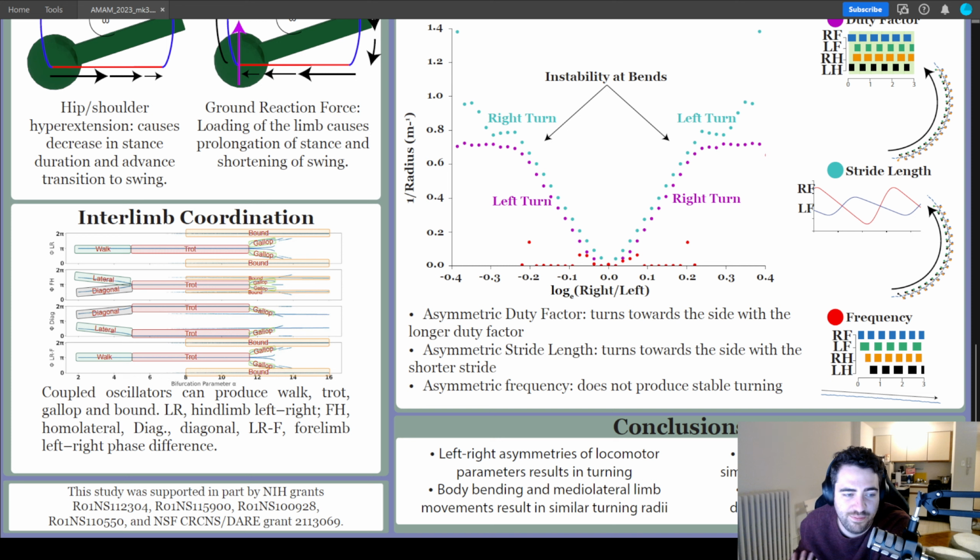But we're able to get both diagonal and lateral walk and then trot for a wide range of the bifurcation parameter. So it's good to have this bifurcation parameter because there's only one parameter that's going to control the gait, which means that we can independently vary any other parameter, and it's not going to change the type of gait we get.